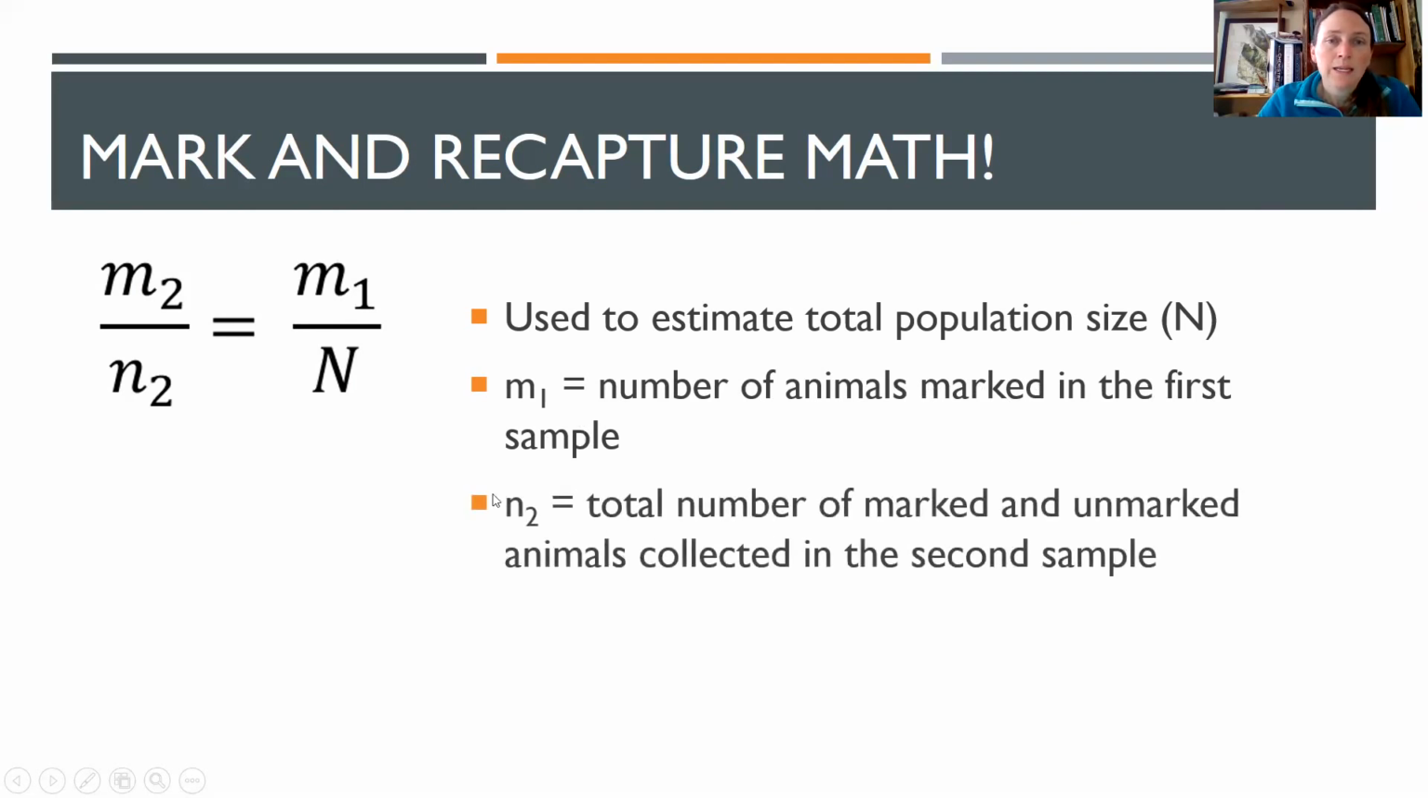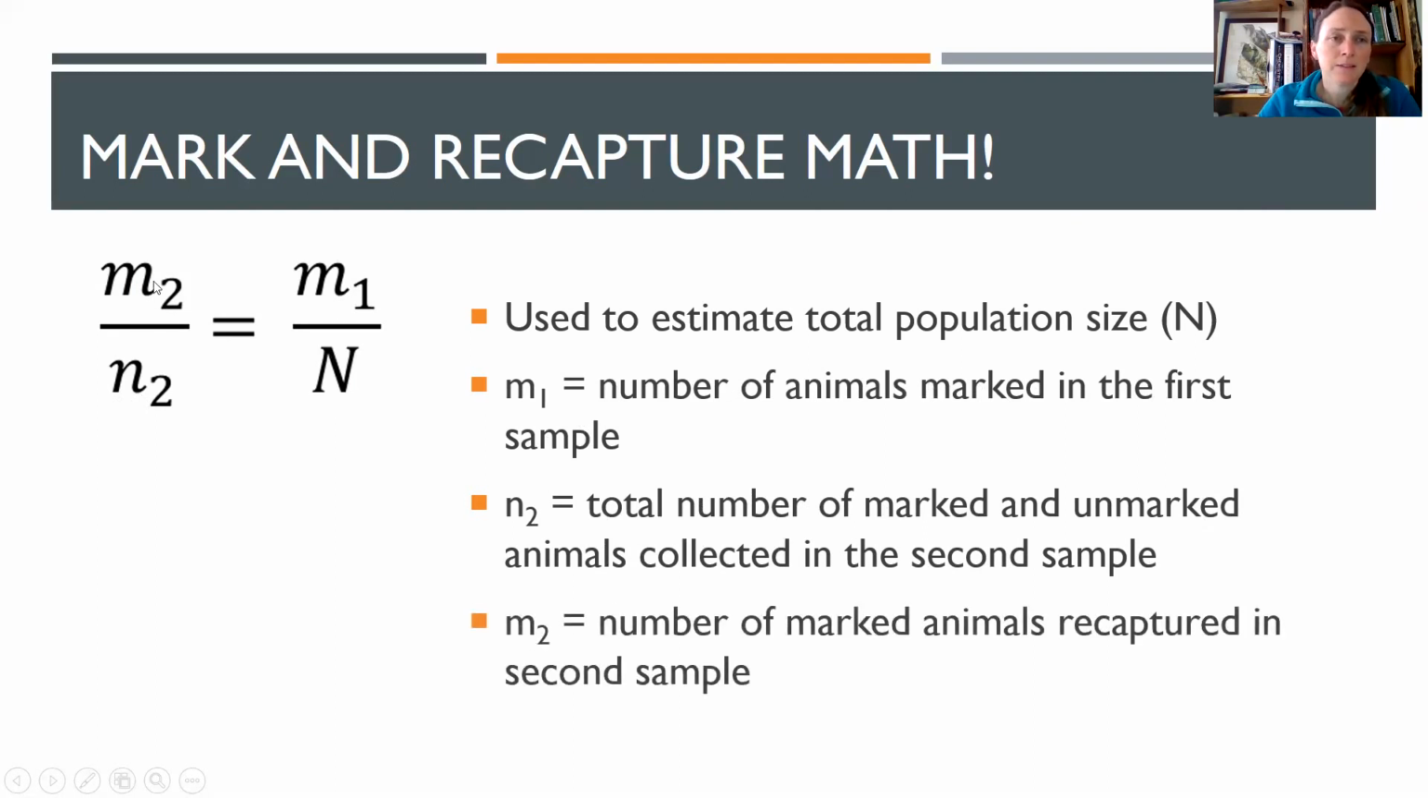Then N sub 2, over here, is the total number of both marked and unmarked animals collected in the second sample. And M sub 2 is the total number of just marked animals captured in the second sample. So the fraction of marked animals that we recaptured divided by the total number of animals in the second capture is equal to the number that we marked in the first sample divided by the total population size.